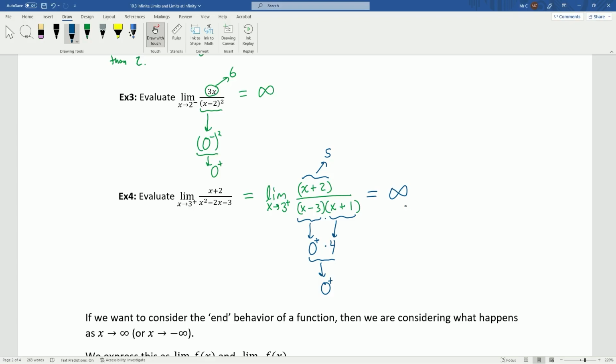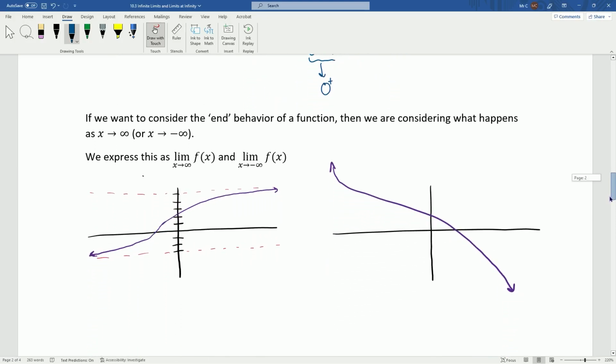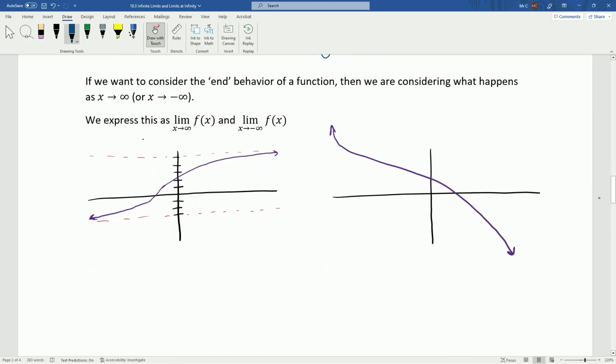Now we're going to move on to limits at infinity. So let's take a look here. So here we're talking about end behavior of a function. So what happens when x goes to infinity or negative infinity? In other words, x goes to the right forever, or x goes to the left forever. Okay, so what's happening in this first graph? Well, if I trace along the graph towards the right, what do I see? 1, 2, 3, 4, 5. I see that the y value is approaching 5.